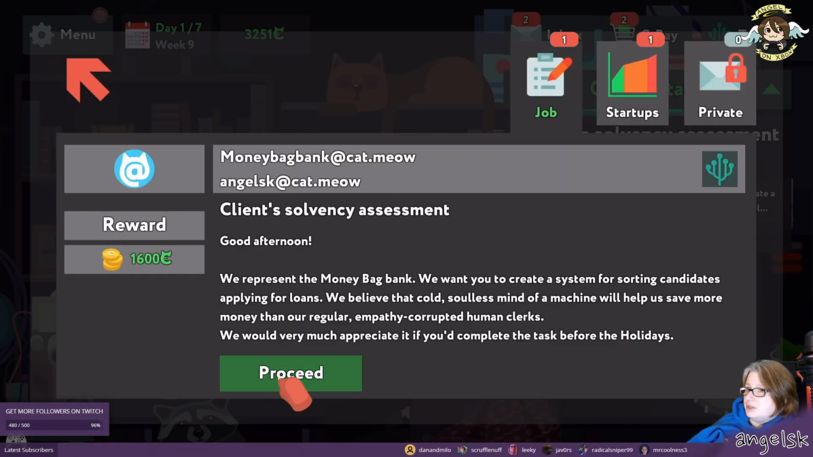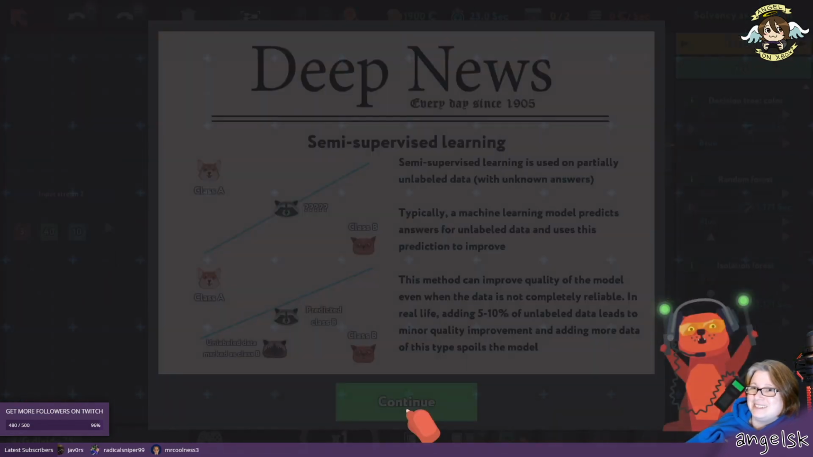Client solvency assessment. We represent the Moneybag Bank. We want you to create a system for sorting candidates applying for loans. We believe that cold, soulless-minded machine will help us save more money than our regular empathy-corrupted human clerks. We very much appreciate if you complete the task before the holidays.